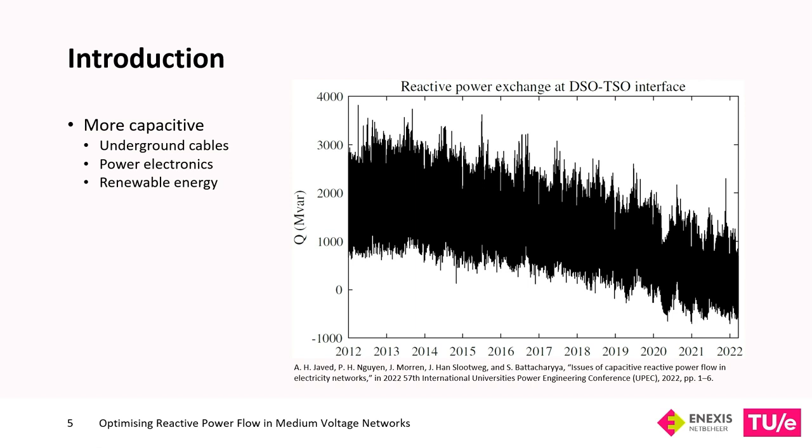As said, we have the energy transition, so we have to lay a lot of cables into the ground. But also the use of power electronics in households, for example, is less inductive than it used to be, or even capacitive. And also renewable energy, heat pumps, and solar inverters are all capacitive by nature. And this all adds up to a decreasing trend of consuming reactive power.